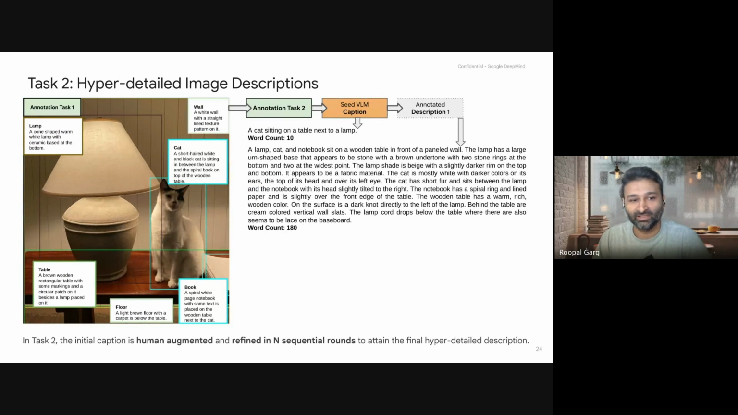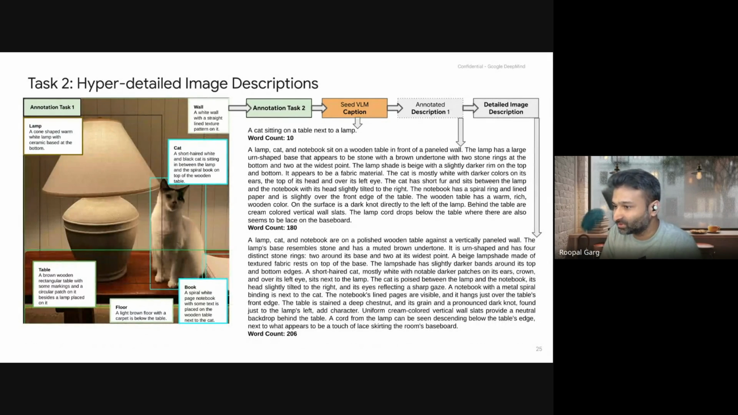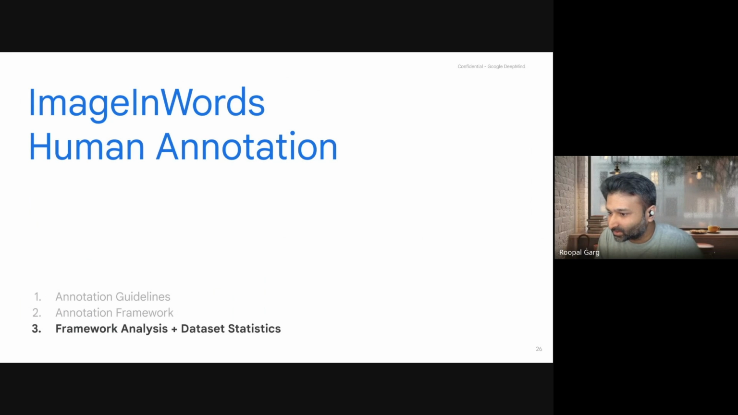And this then starts looking like this, where we have our object-level annotations, and the cat sitting on a table next to a lamp being the best VLM description that Poly could create at the moment. And then humans refine, building on top of this in multiple steps to create this 200-word description at the end. The good thing about this is since this is done sequentially, there is always kind of a guarantee that the next thing that you get is going to be better than the previous thing because they're strictly building on top. All right. And then I'll hand it over to Burcu to discuss the framework and the dataset analysis.